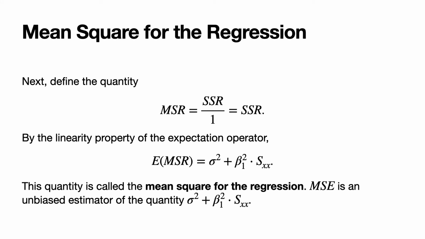Next, define the quantity MSR to be SSR over 1. And notice here that we're dividing SSR by its degree of freedom as well. By the linearity property of the expectation operator, then, the expected value of MSR is equal to sigma squared plus beta 1 squared times s sub xx. Now this quantity is called the mean square for the regression, and the MSR is an unbiased estimator of the quantity sigma squared plus beta 1 squared times s sub xx.